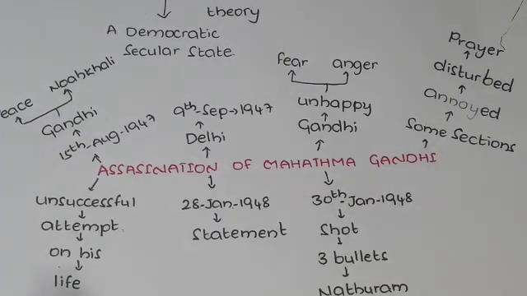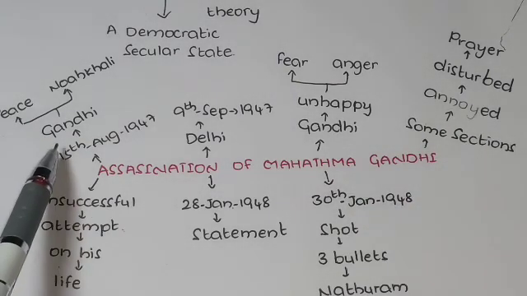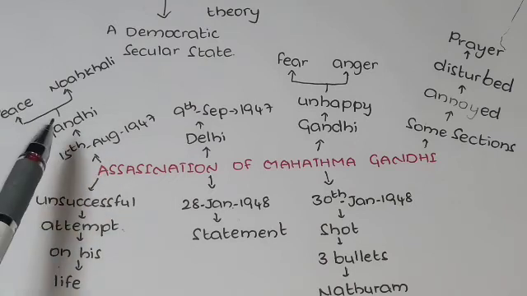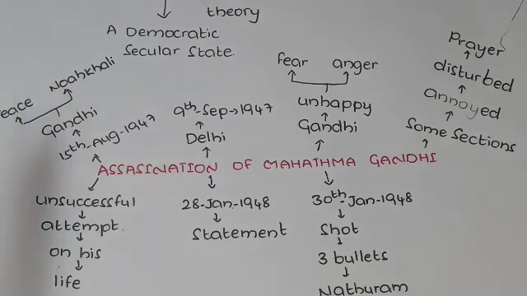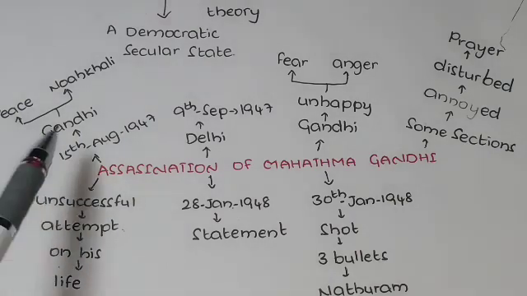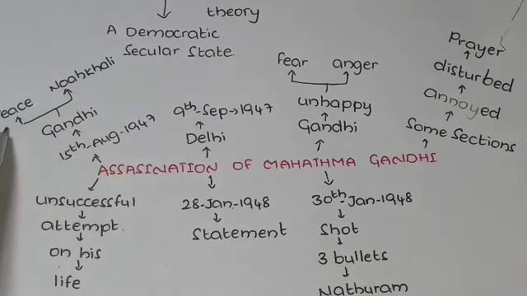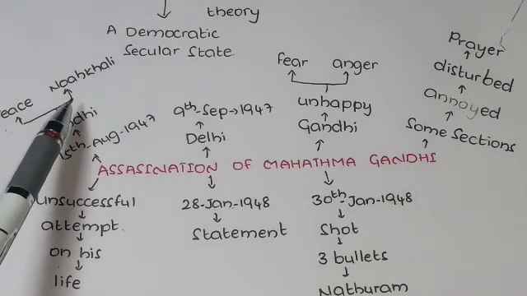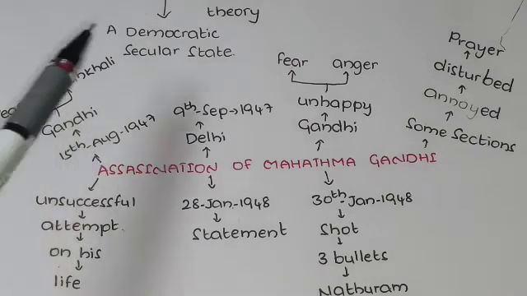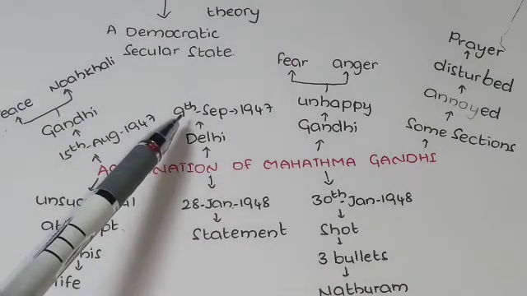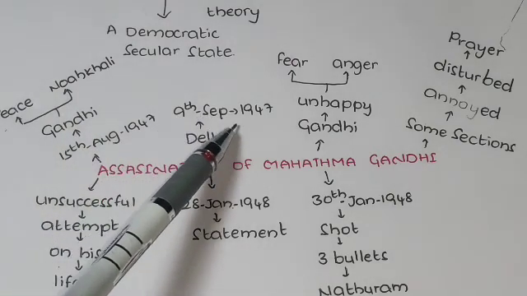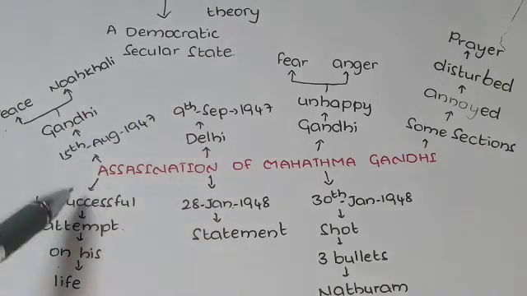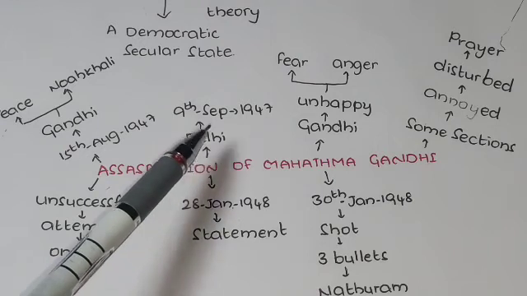On 15th August 1947, when we got independence, Gandhi did not celebrate Independence Day, and he went to the conflict areas, riot-hit areas, to give the message to bring back peace. Especially he went to Noakhali, which is located in West Bengal. He returned to Delhi on 9th September 1947, after a long time.